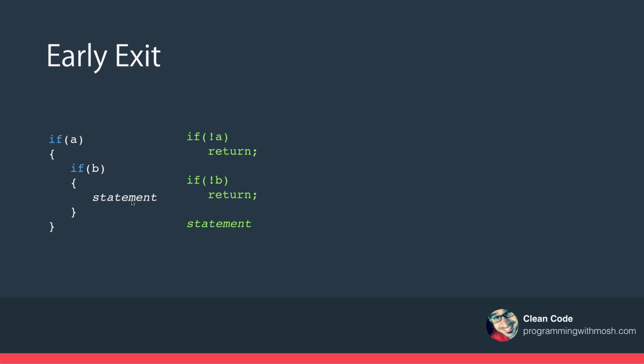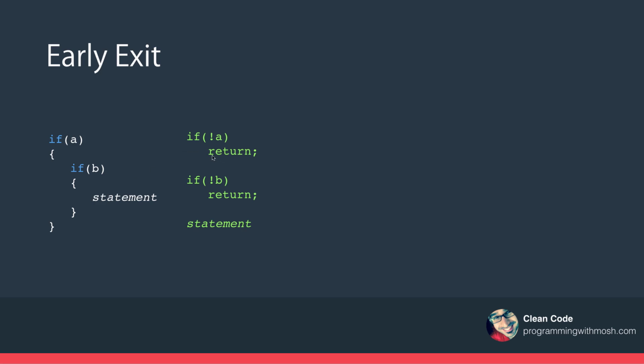There is also another way to rewrite this expression and get rid of the nested levels. We can use guard statements. So in this case, that statement is executed only if A and B are true. So if A is not true, we're never going to get here. So we can have an early exit. We can rewrite this block like here.